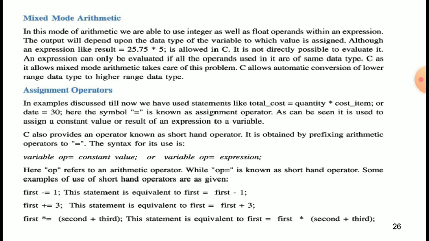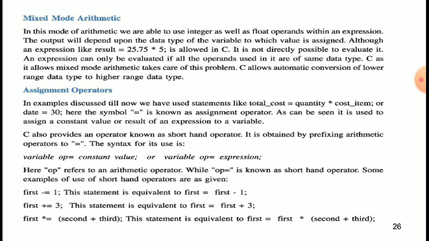Next is the assignment operator. In the above examples, we have used statements such as cost_item equals total_cost divided by quantity. Here the symbol equals is known as the assignment operator. It is used to assign a constant value or the result of an expression to a variable. C also provides shorthand operators.